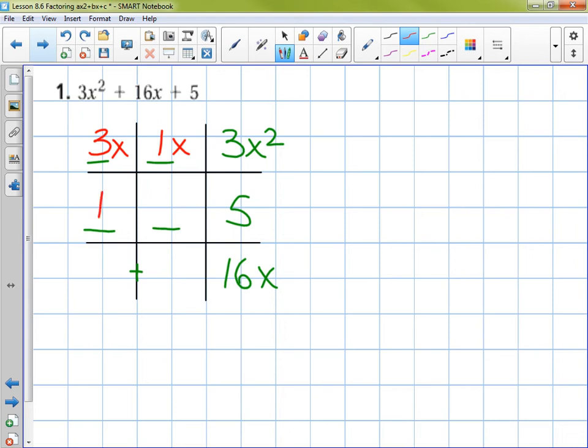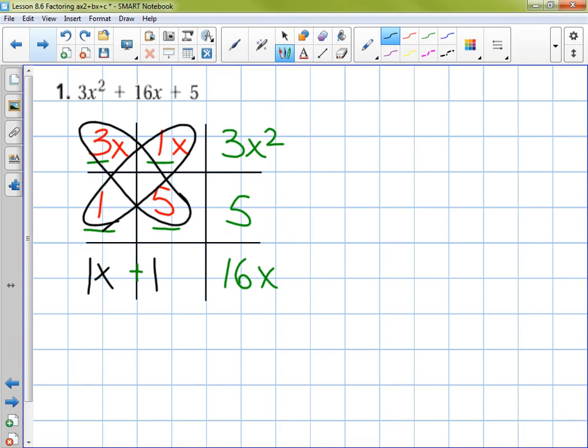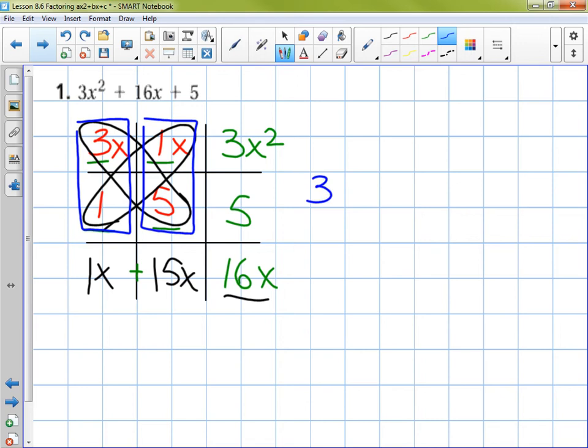So I'm going to start with 1 times 5. 1 times 5 is 5. 3x times 1x is 3x². Those work. Now you have to check to make sure that the bottom row is correct. And you do that by cross multiplying. 1 times 1x is 1x. 3x times 5 is 15x. And when you add those together, do you get 16x? You do. And so your answer is found in each column. So the answer to this trinomial factored into 2 binomials is 3x plus 1 times x plus 5, or 1x plus 5.